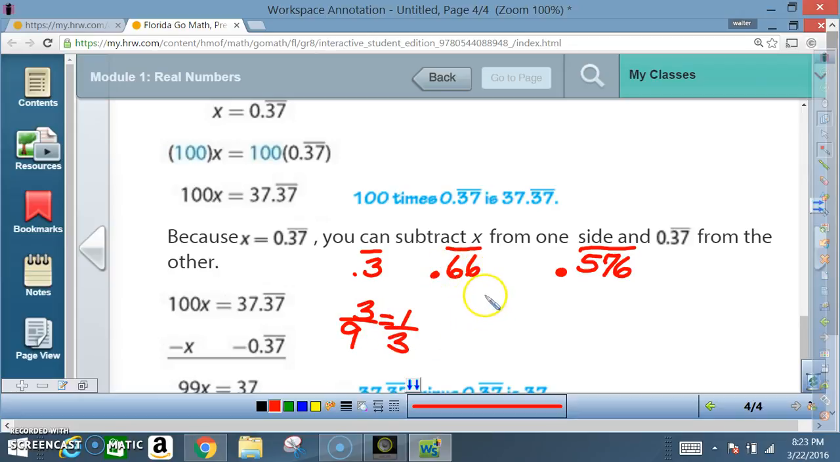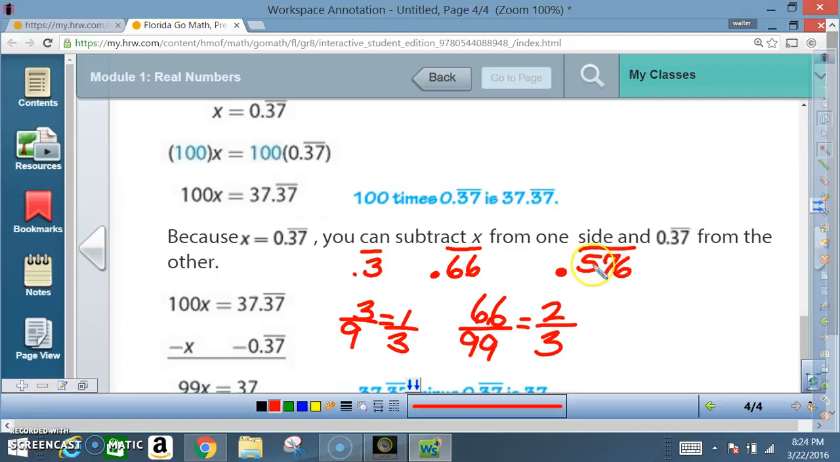0.66 repeating, I write that as 66 over 99. And then I reduce that. I'm going to use 33 to reduce this. So 33 goes into 66 twice. And 33 goes into 99 3 times. So I end up with 2/3.